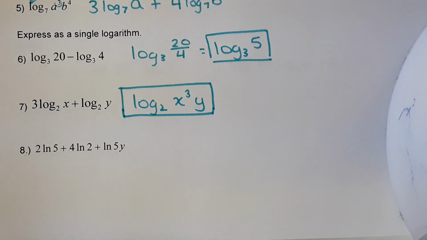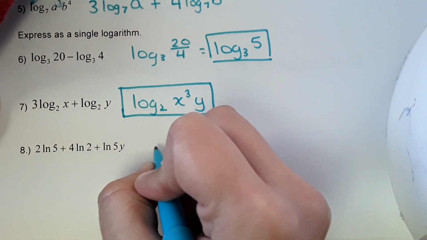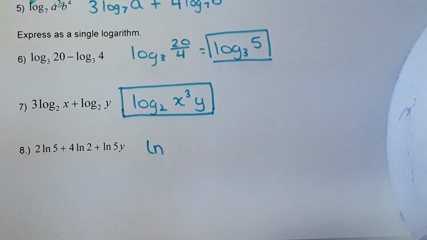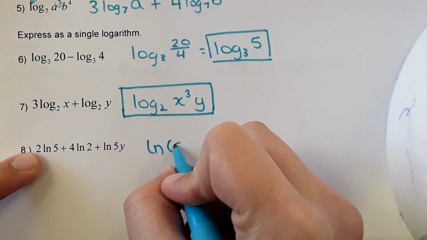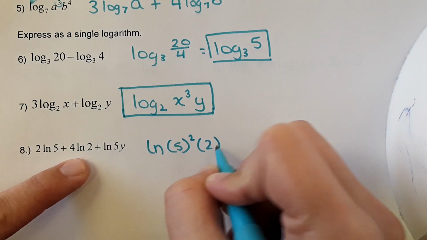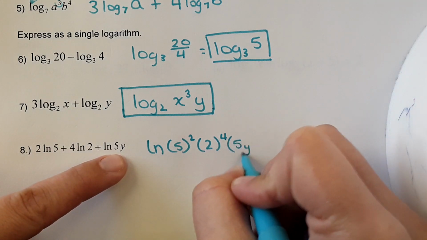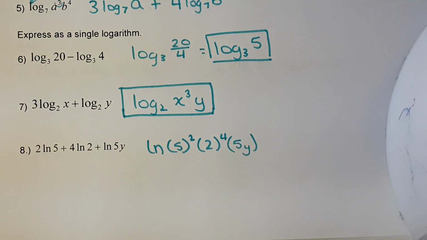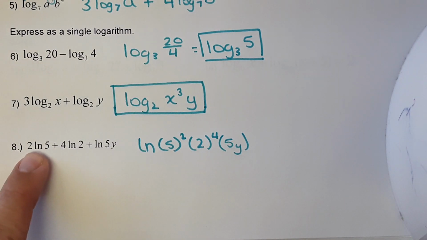Okay, and then number 8, we're putting even more together. We have ln, which again is just log to the base e. We'll leave it as ln. Then 5 squared times 2 to the 4th power times 5y. Why is it squared? Because the 2's out front. That's the x, yeah.